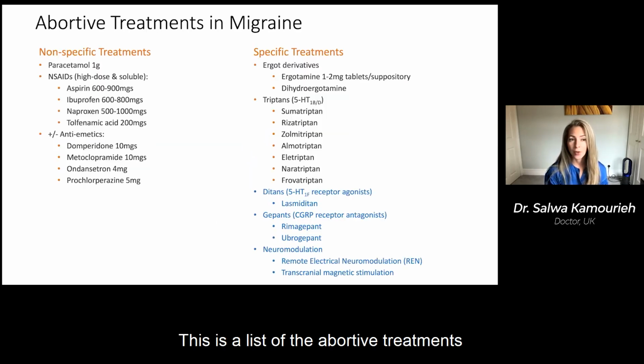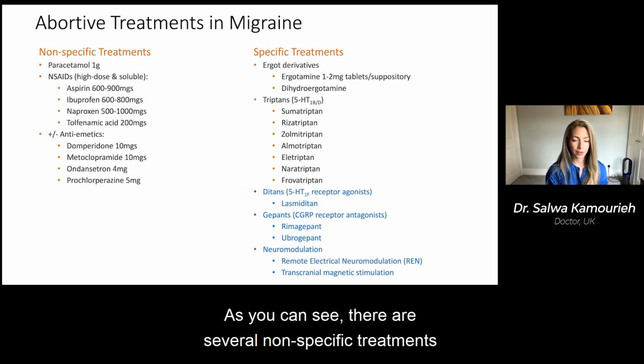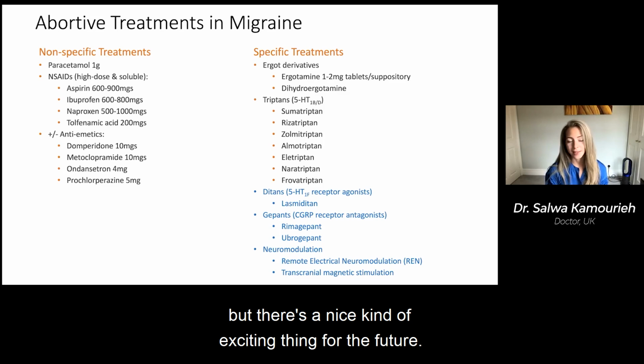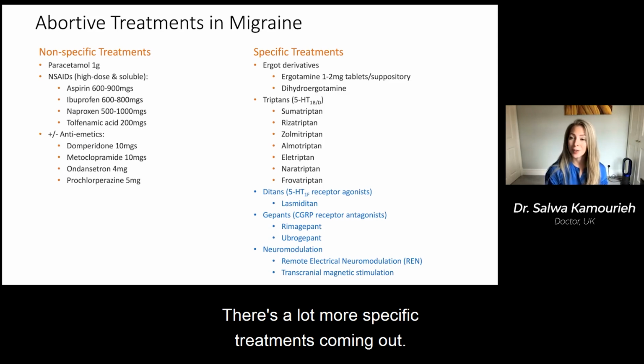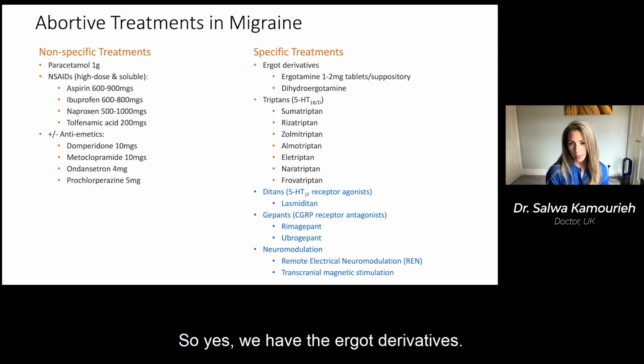This is a list of the abortive treatments that we have in migraine. As you can see, there are several non-specific treatments, but as a nice exciting thing for the future, there's a lot more specific treatments coming out. So yes, we have the ergot derivatives. We don't tend to use them very much.